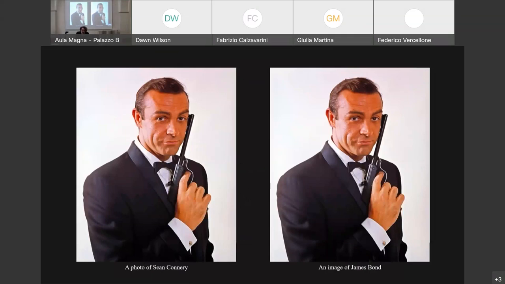On the left side, we can say we have a photo of Sean Connery. On the right side, we can say we have an image of James Bond. There are pictures of Bond, but no photographs. The photograph of something can itself be used as a physical trace of that something, which therefore cannot be fictional, because fictional things leave no physical trace.